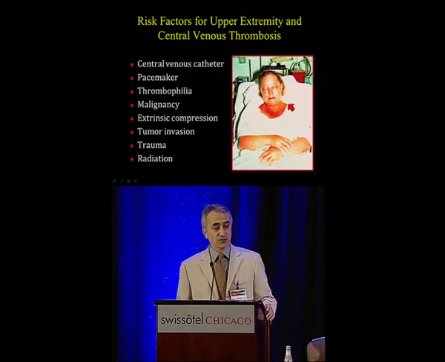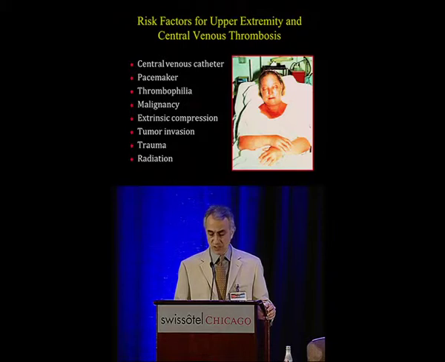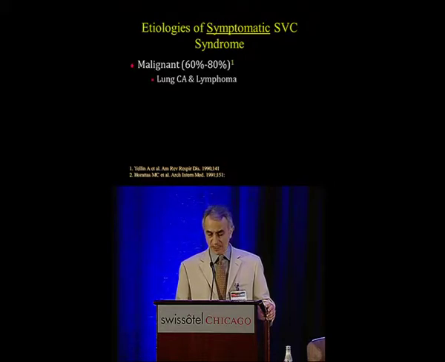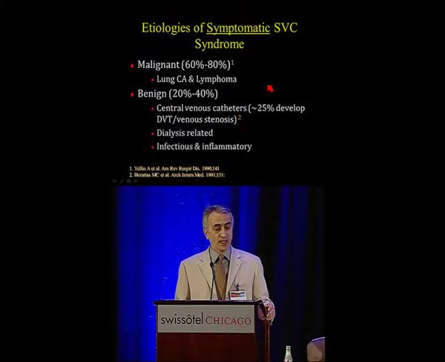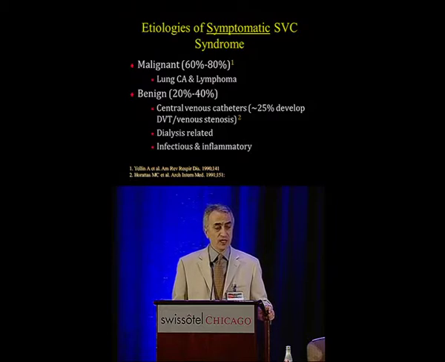Risk factors: multiple central venous catheters, pacemakers, defibrillators. These two are becoming more and more common. Patients with thrombophilia, and malignancy has traditionally been the most common cause of SVC syndrome, through extrinsic compression, tumor invasion, and so on. Among the etiologies of symptomatic SVC syndrome, malignant is the most common. Traditionally that has been the case, and it still remains the most common cause of symptomatic SVC syndrome. The benign causes are usually due to central venous catheters.